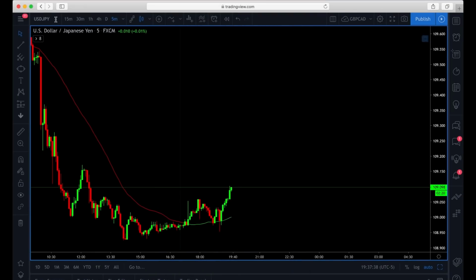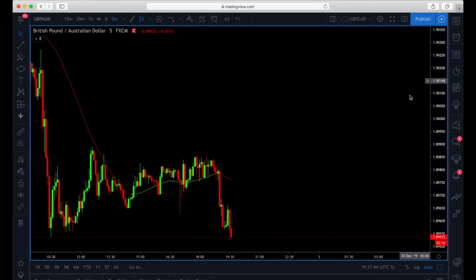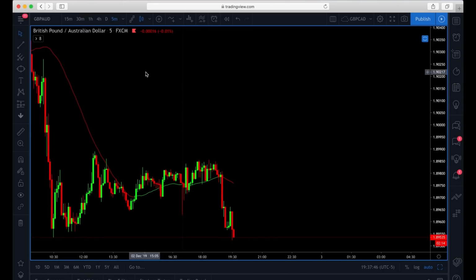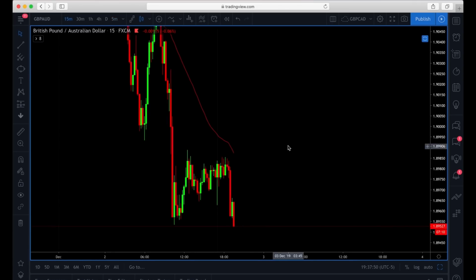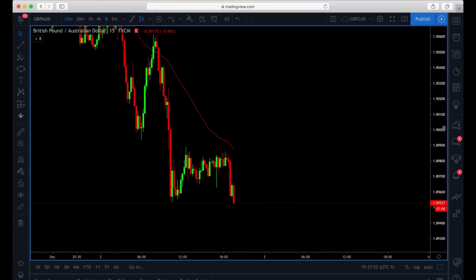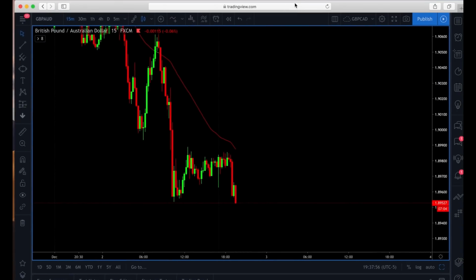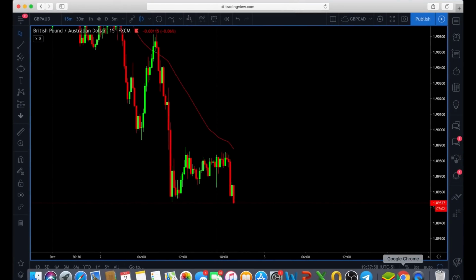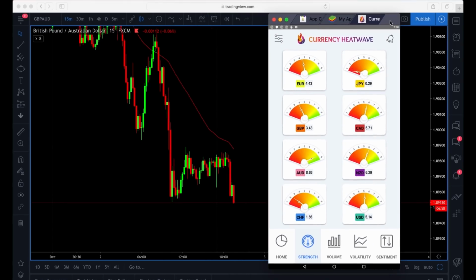So let's go over to GBPAUD. And there you go. And that's a 5-minute chart. Let's go to like a 15. Let's bring up the currency heat wave. Currency heat wave here. Bring it to the side. And there you go. So GBPAUD.